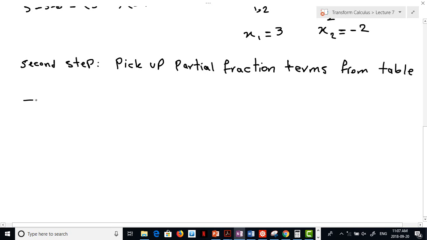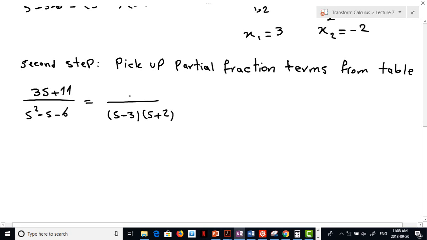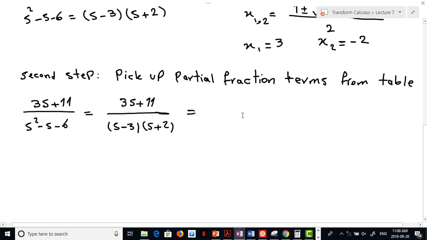So in fact, the original function was 3s plus 11 over s squared minus s minus 6. Then we factored the denominator. We had s minus 3 times s plus 2. The numerator is the same. Now we have two factors in the denominator, s minus 3 and s plus 2. So we have to look at the table for s minus 3.